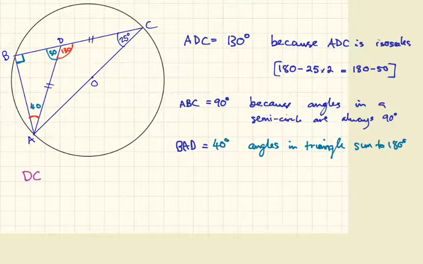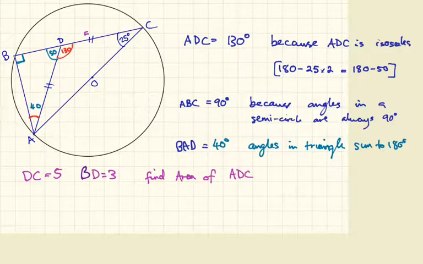Okay, the next part. We are told that DC is equal to 5 centimeters and AD, that should be BD, hold on. And we're back and BD is equal to 3 centimeters. And the question says find the area of ADC. So let's put those lengths in. DC is 5 and BD is 3. We are trying to work out the area of that yellow shaded region there.